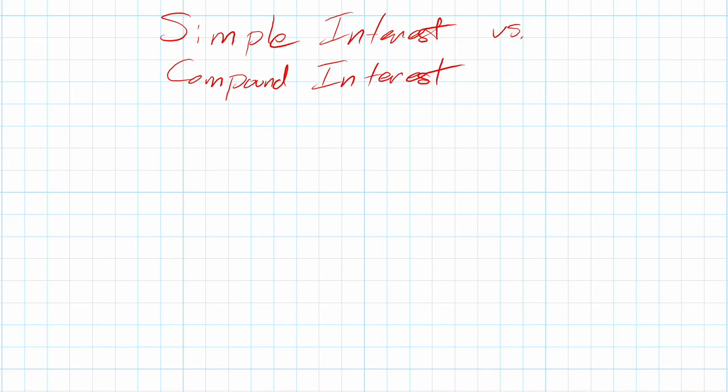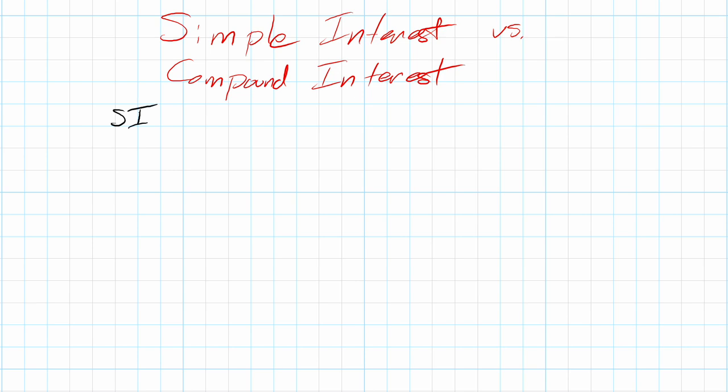We're going to look at simple interest versus compound interest. So I'm going to go through some examples. We'll just do quick ones, and then I'm going to give you something called the general formula. Actually, I lied. Maybe I'll give you the general formula first. Okay. Simple interest. I'm going to call it SI.